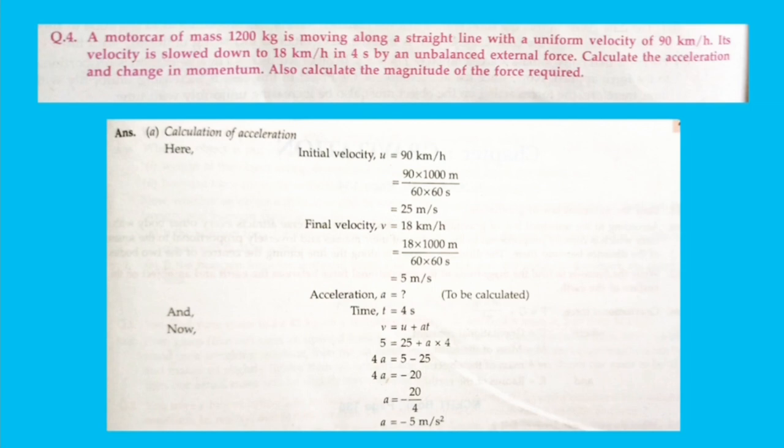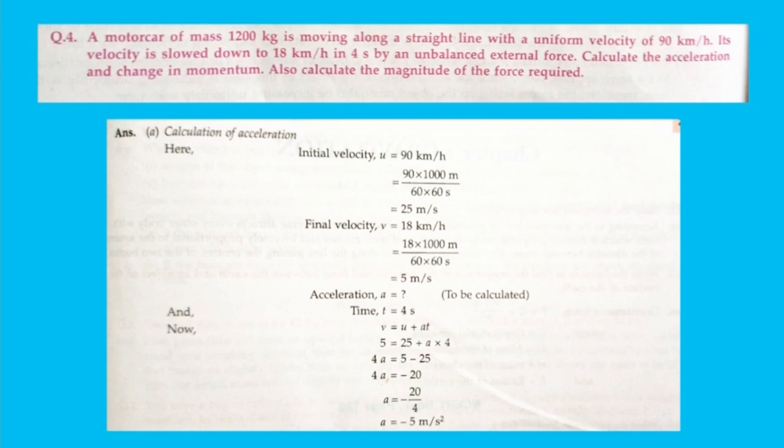A4. A motor car of mass 1200 kg is moving along a straight line with a uniform velocity of 90 km per hour. Its velocity is slowed down to 18 km per hour in 4 seconds by an unbalanced external force. Calculate the acceleration and change in momentum. Also, calculate the magnitude of the force required.